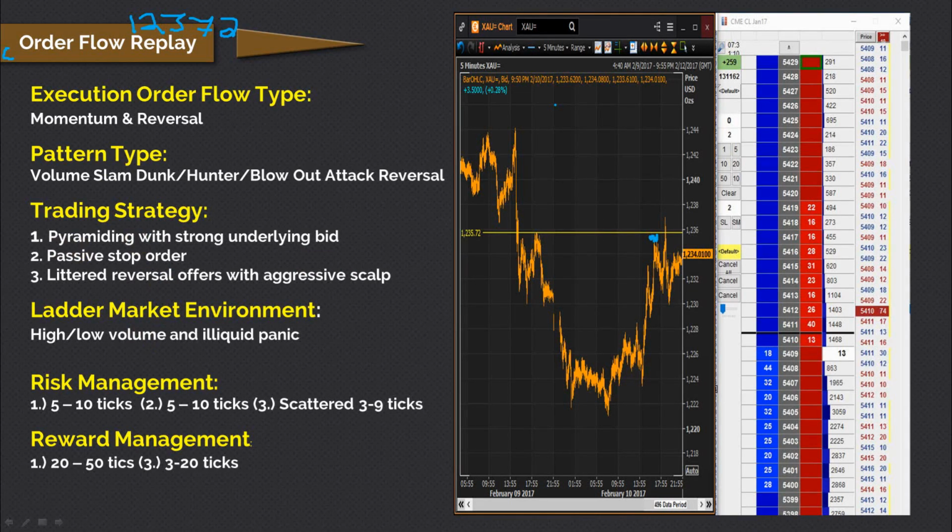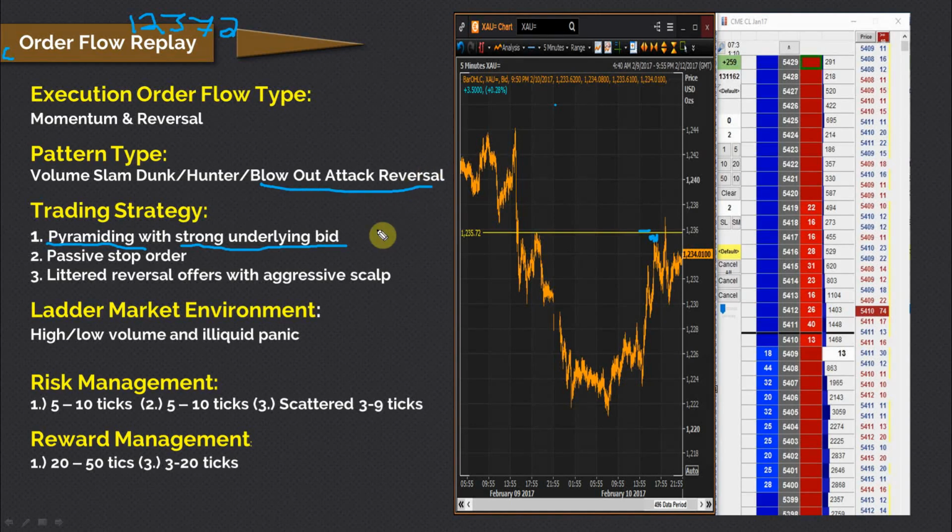So what you're doing essentially is pyramiding into your position, provided there's a strong underlying bid. Then the second type of strategy is a passive stop order. So you're just putting an order at the market. We showed that in one of our previous stop trades. And then there's the reversal, the blowout attack reversal.